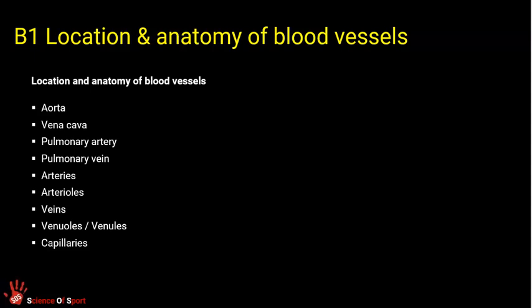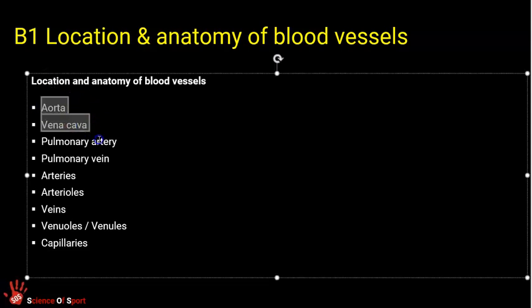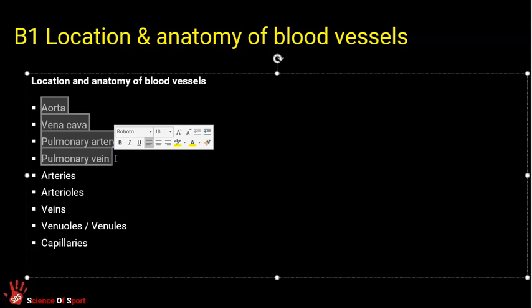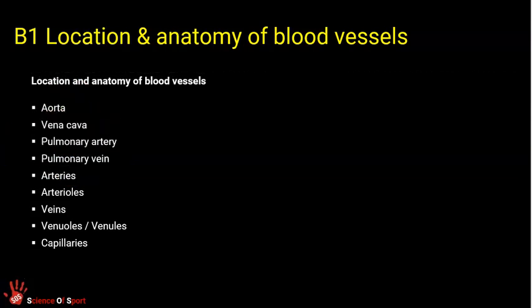So the specification requires you to know the location of, i.e. where some of these vessels are. So these top 4 are actual named vessels: the aorta, the vena cava, the pulmonary artery and the pulmonary vein. They're the 4 vessels that connect directly with the heart. So you'll need to know where they are located.